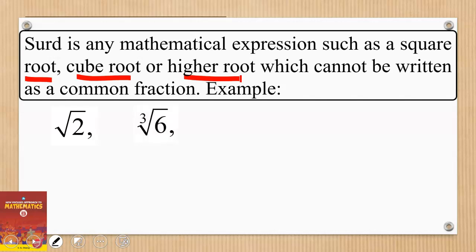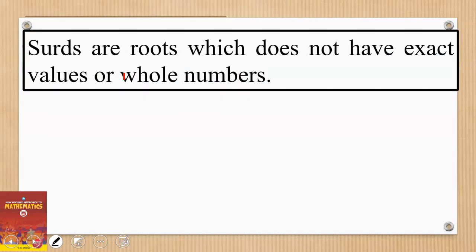So root 2, cube root of 6, 2 root 3, root 7 plus 2, all these are considered as surds. So any number that goes under a square root or cube root or higher root can be called a surd, that is, if it cannot give you a simple answer.